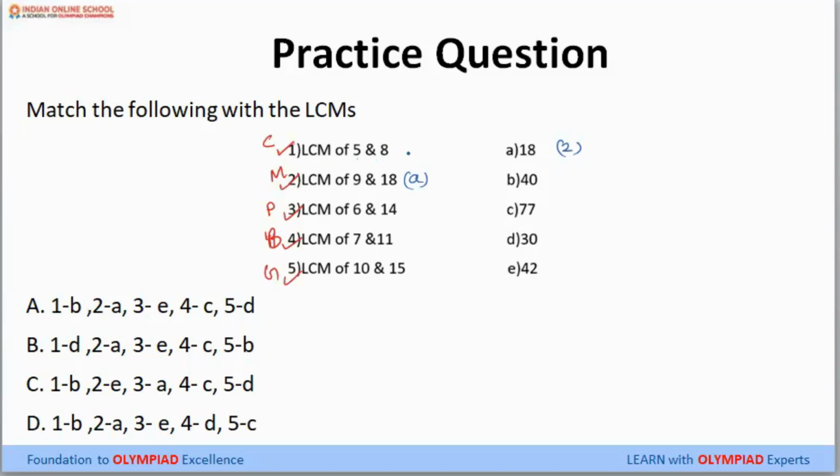Okay, for 5 and 8, that needs to be 40. For 6 and 14, that needs to be 42. For 7 and 11, that needs to be 77. For 10 and 15, that needs to be 30. So the answer needs to be BAECD, which is option number A. Understood, everybody? Yes. Okay, then.